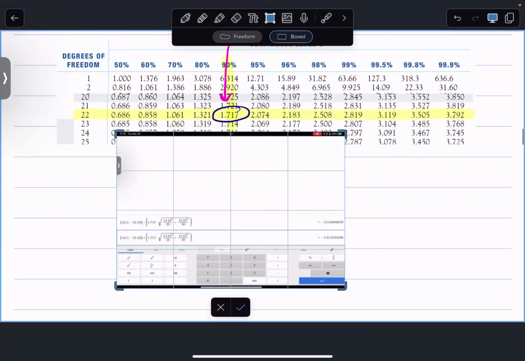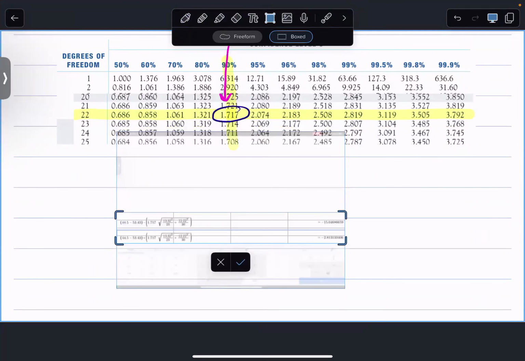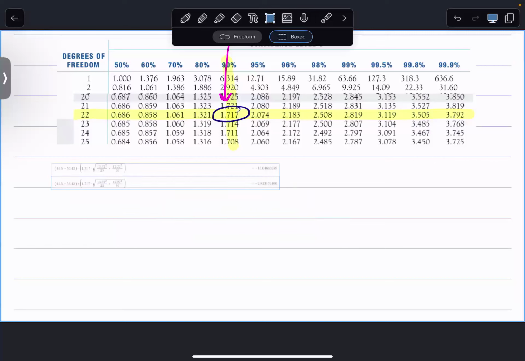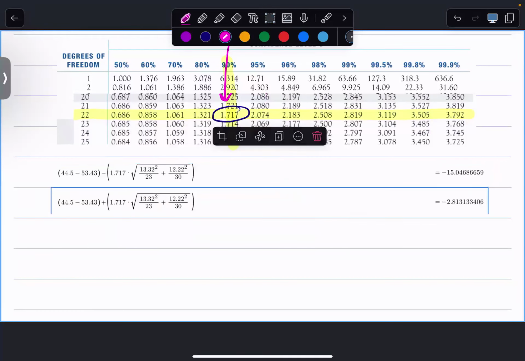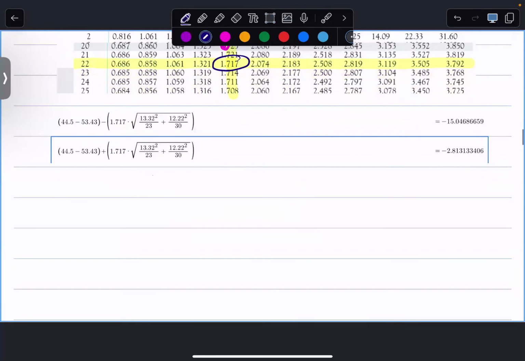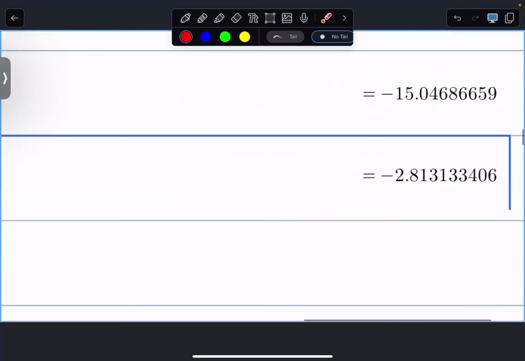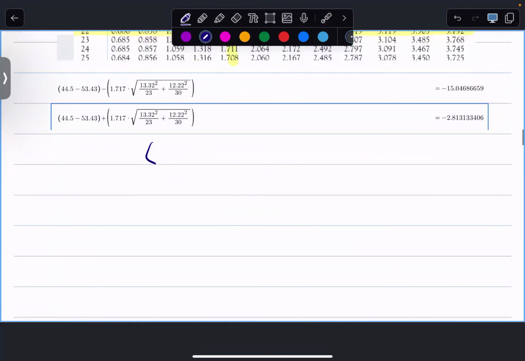Then I can screenshot this. So my confidence interval for the difference in the means is somewhere between negative 2.81 and negative 15.04. I guess this is a smaller value. Sorry about that. Negatives: negative $15.05 up to negative $2.81.